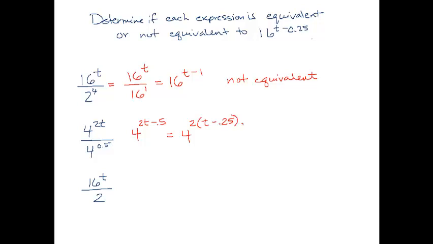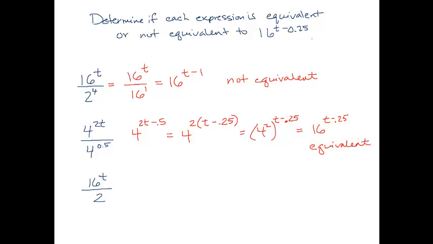Okay, so now from here, I'm thinking we could use our rule that says that this is really 4 squared being raised to the t minus 0.25. That looks good so far because the exponent's matching, and now if I just continue this simplifying, we do see that the base is 16, and this one does match. So this one would be equivalent.